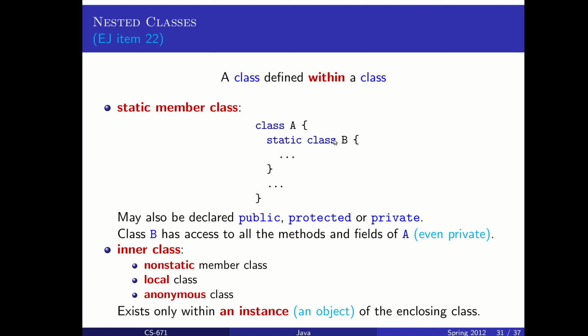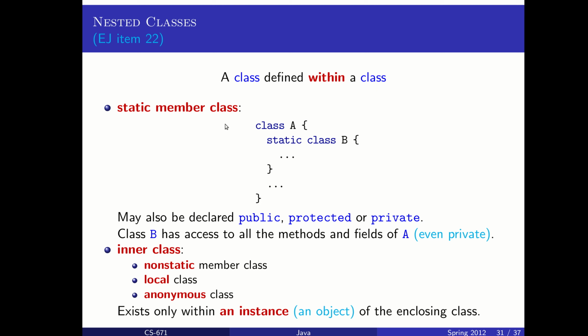So B here is a static member class of A. We could declare it as public, protected, private, whatever access level we want, but B in this example is static at least. That means it belongs to the class A, not to particular instances of A. And what this allows us to do is to give B access to any of the methods and fields of A, even the private ones.